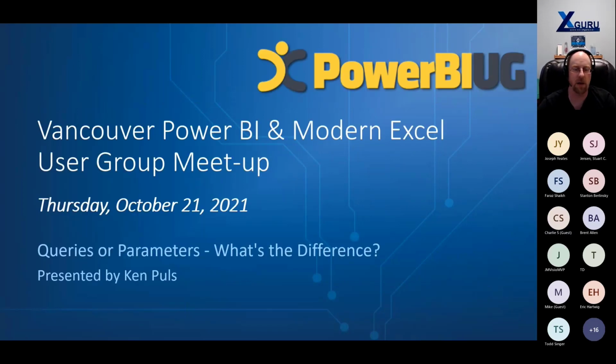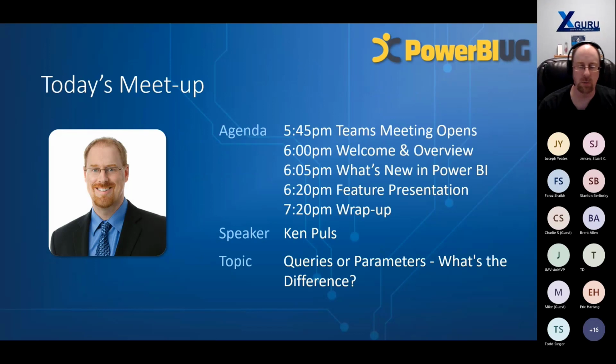It is time to kick off the Thursday, October 21st edition of the Vancouver Power BI Modern Excel User Group Meetup. Today, I'm going to be doing your presentation, but we're going to do a little bit of an intro first. So we're already at the welcome and overview section here. In about 5 minutes, I'm going to turn it over to Joseph, who is coming to us live from Tofino on the west coast of Vancouver Island. It's one of the beautiful places in our province. It's about as far west as you can get without getting really, really wet. So he's going to be bringing that to us at about 6:05 our local time, and then I'll take over with the feature presentation once Joseph is done.